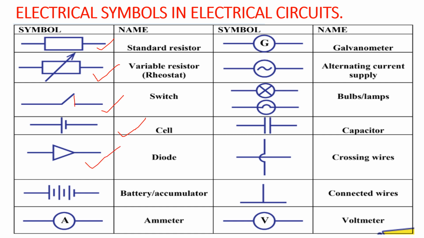We have a diode. We shall discover this in the next discussion. We have dry cells, more than two, the accumulator. We have an ammeter used to measure current, a galvanometer for showing the zero deflection depending on the setup, alternating current supply circuit, bulb or lamp. We have the capacitor. We have crossed wires that are not connected. Then we have connected wires, voltmeter, etc.